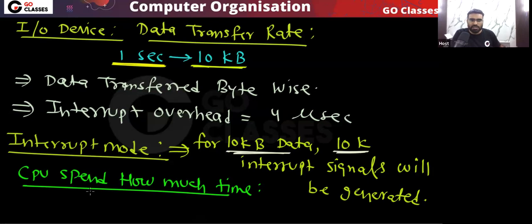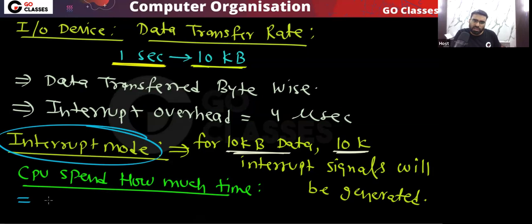Okay. And you can see where the CPU will spend time. Can anyone tell me where the CPU will spend time? In the interrupt driven mode, where the CPU will be busy. So CPU will spend time in two things. What are those two things? One is interrupt overhead. Yes or no? Interrupt context switching overhead. So here the CPU will waste time.